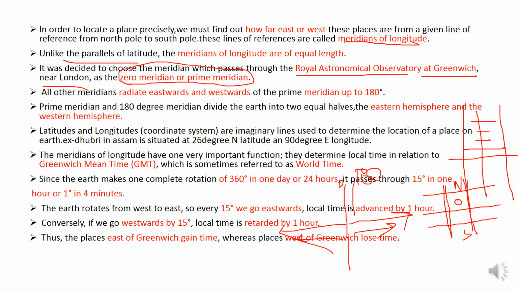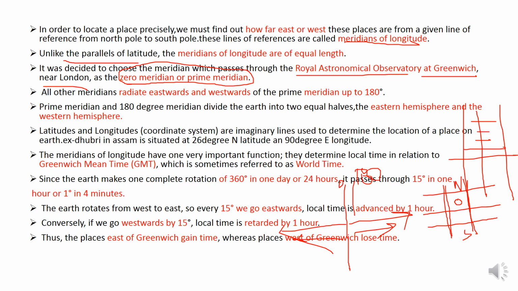Latitudes and longitudes are imaginary lines used to determine the location of a place on earth. For example, Dhubri in Assam is situated at 26 degrees north latitude and 90 degrees east longitude.